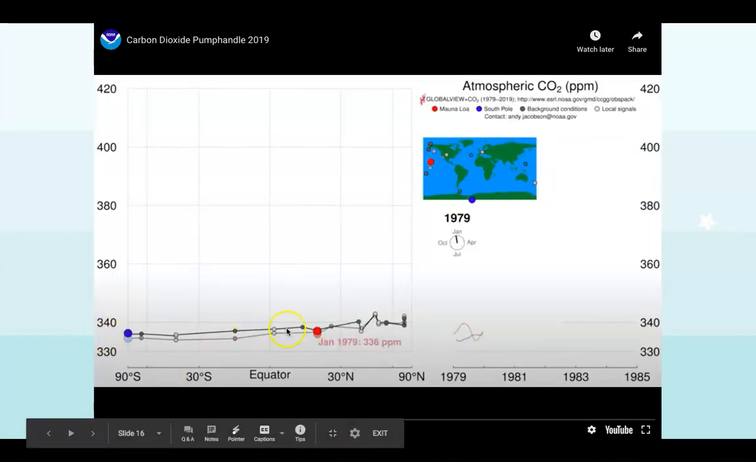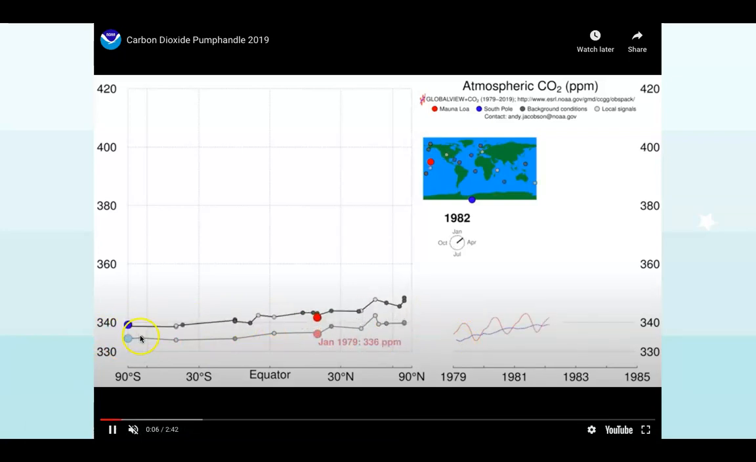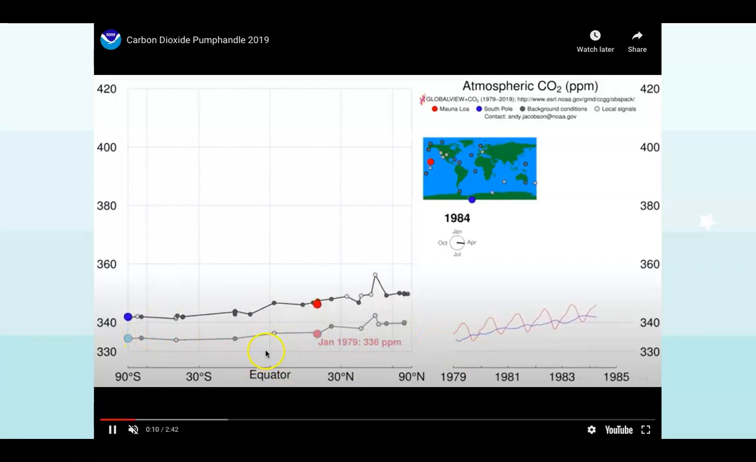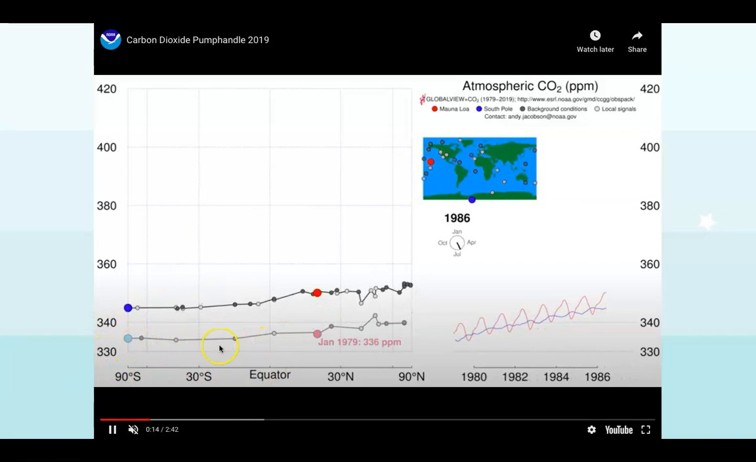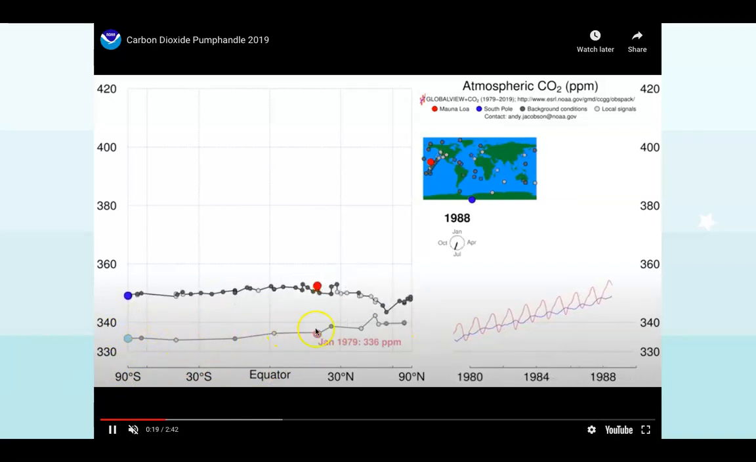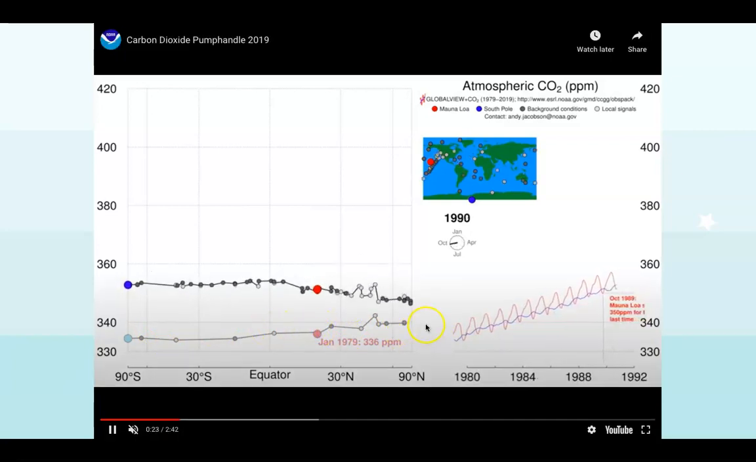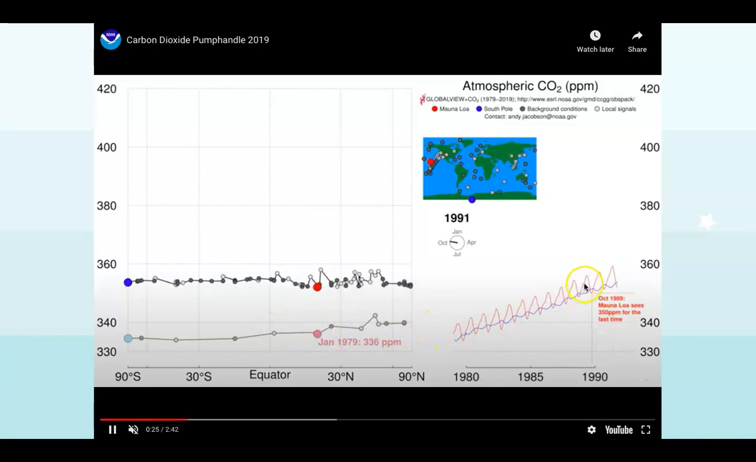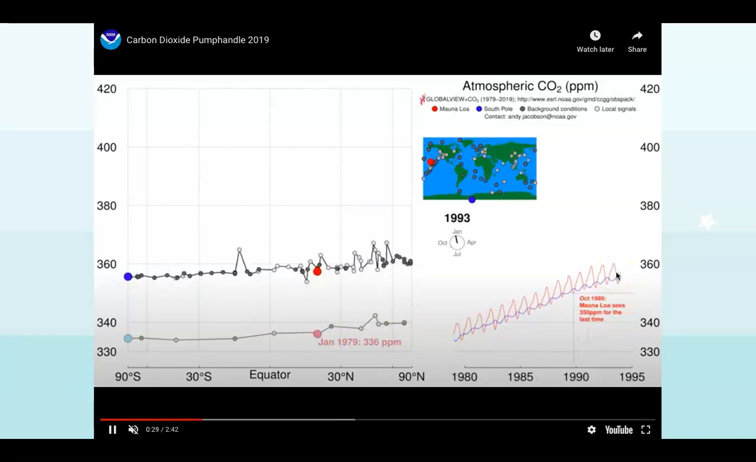So let's look at carbon dioxide. This right here shows us the carbon dioxide levels since 1979. This side over here tells us what their levels are in different places in the world. So on this side of the graph, it's showing us the southern hemisphere below the equator. And this side of the graph, it's showing us the northern hemisphere carbon dioxide levels. And then this graph right here is showing us the yearly trend of carbon dioxide in the atmosphere.